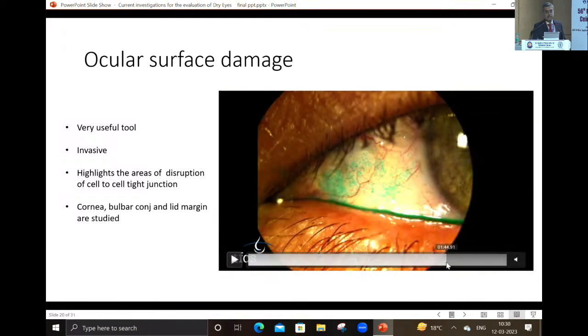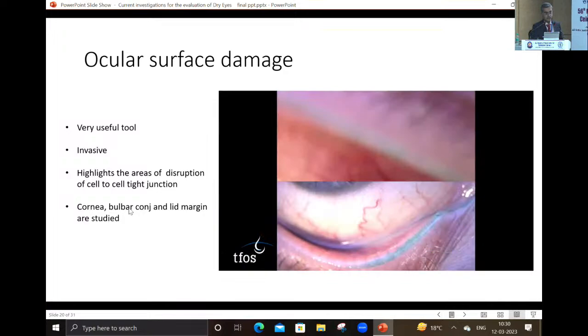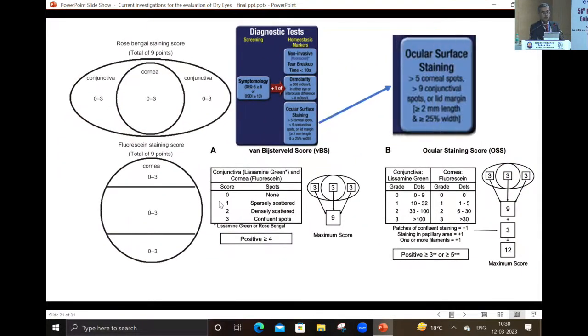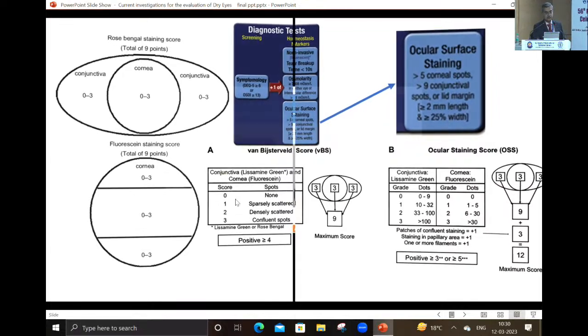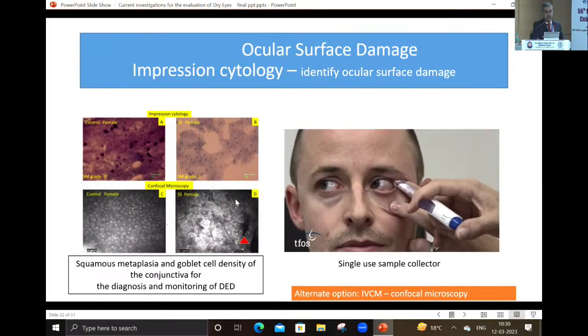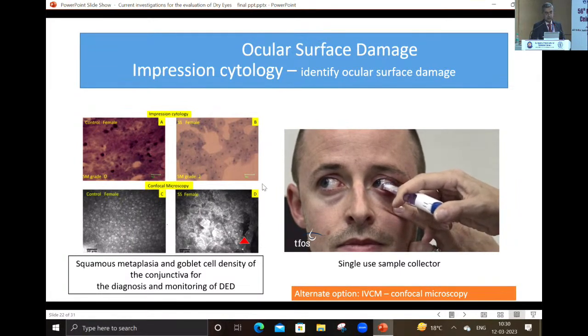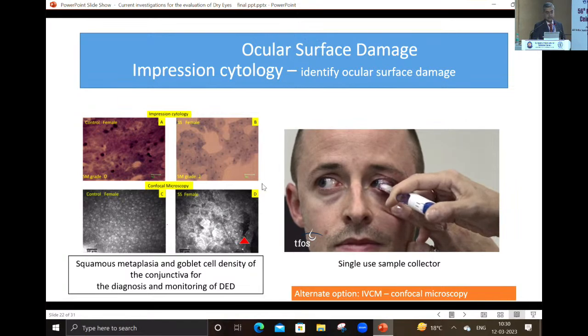And conjunctival staining we have to do with Lissamine green, as well as looking for lid margin staining. Once we have it, we can mark it. As I have told, the ocular staining criteria should be at least 5 corneal spots or more than 9 conjunctival spots, and more than 2 millimeters length of lid margin. That's the criteria. Ocular surface damage can also be categorized by impression cytology, where you look for the ocular surface damage, as well as an alternate method, confocal microscopy.